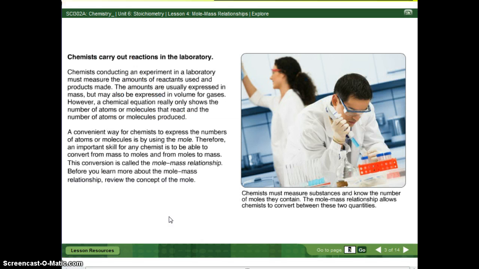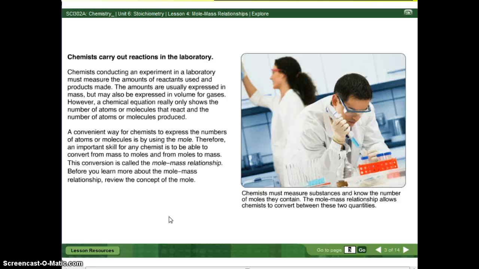Chemists carry out reactions in the laboratory. Chemists conducting an experiment in a laboratory must measure the amounts of reactants used and products made. The amounts are usually expressed in mass, but may also be expressed in volume for gases. However, a chemical equation really only shows the number of atoms or molecules that react and the number of atoms or molecules produced. A convenient way for chemists to express the numbers of atoms or molecules is by using the mole. Therefore, an important skill for any chemist is to be able to convert from mass to moles and from moles to mass. This conversion is called the mole-mass relationship.